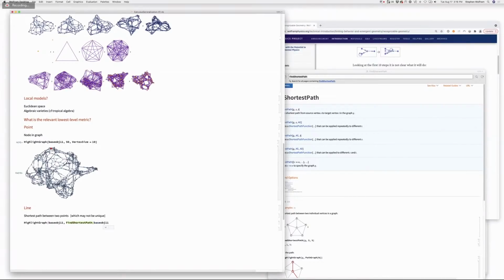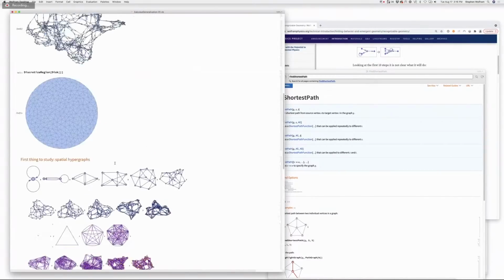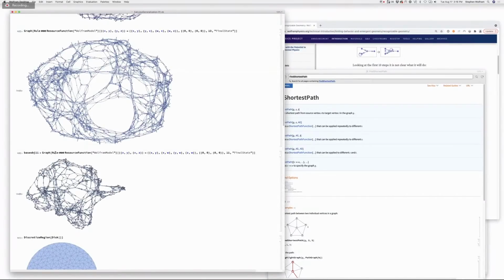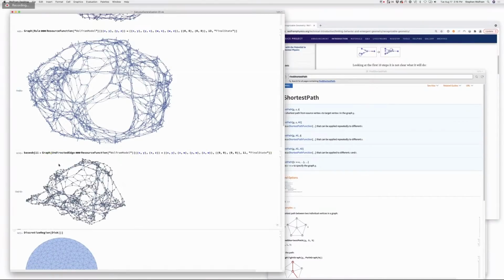Okay, so let's say we go from 50 to 100, for example, here. So let's just see what find shortest path does there. That should be, oh, wow. Oh, you know what? I made a mistake here. What I should do here is to say undirected edge.